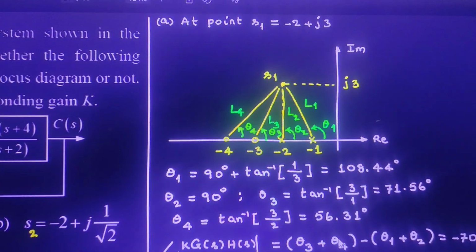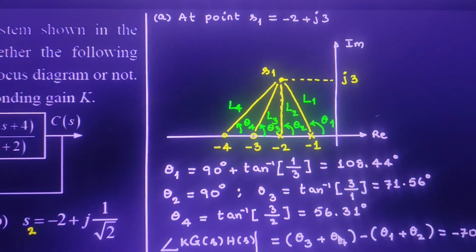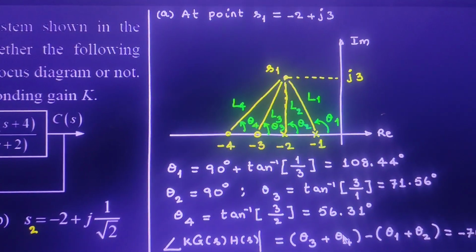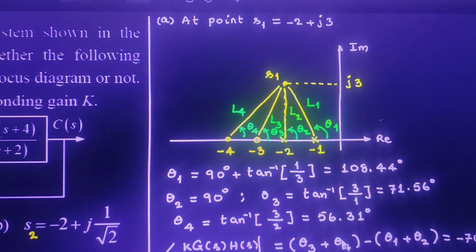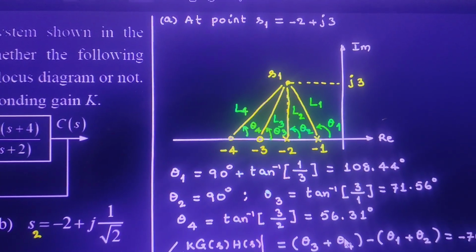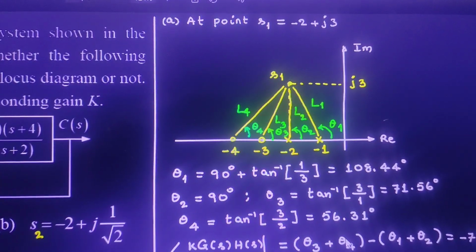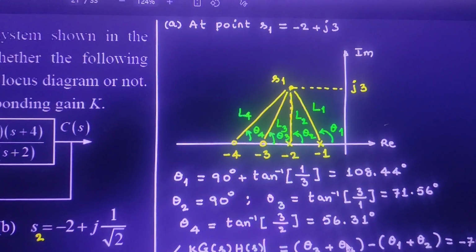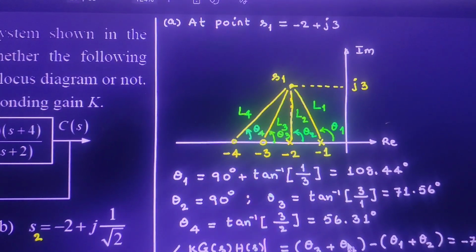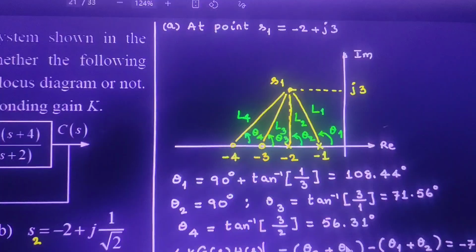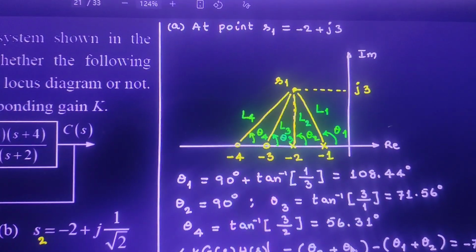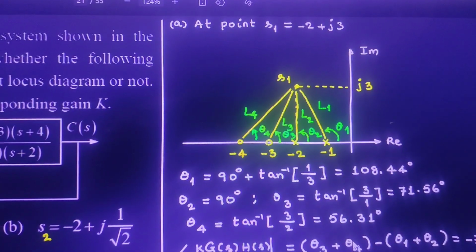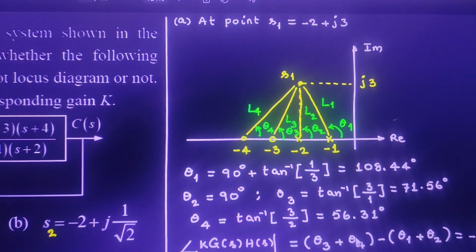Theta 2, from minus 2 to minus 2 plus j3, is obviously 90 degrees, so no need to use the tan inverse y by x term. Now theta 3, horizontal distance is minus 2 minus of minus 3, you will get plus 3, minus 2 plus 3 is 1, and vertical distance is positive 3. So both are positive, it will be in the first quadrant, so directly take theta 3 as tan inverse y by x.